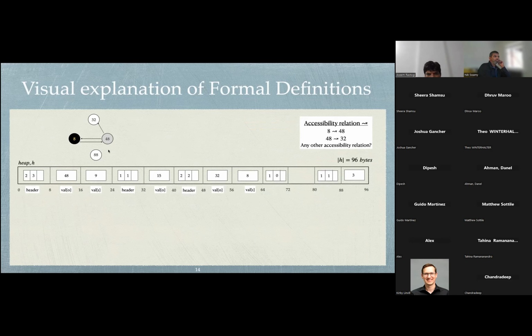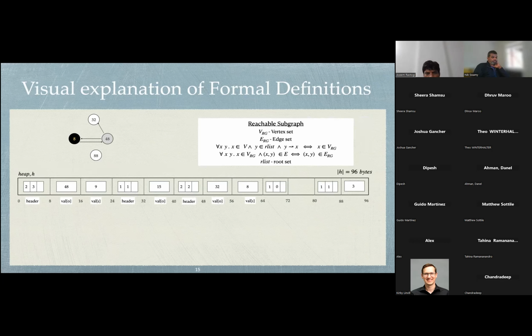Is there anything accessible? Essentially, every object is accessible to itself: 8 is accessible to itself, and so are 48, 32, and 88. Also, 32 is accessible from 8 through 48. This is the transitive accessibility, or transitive reachability.